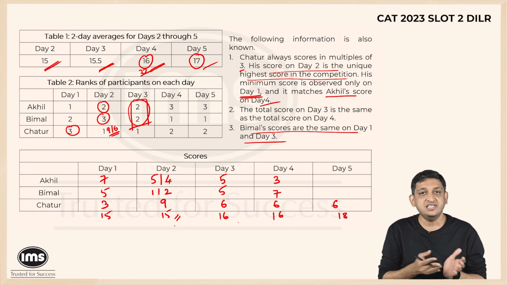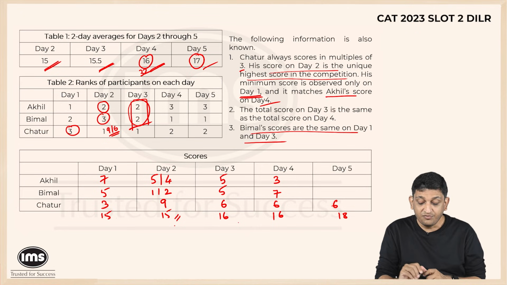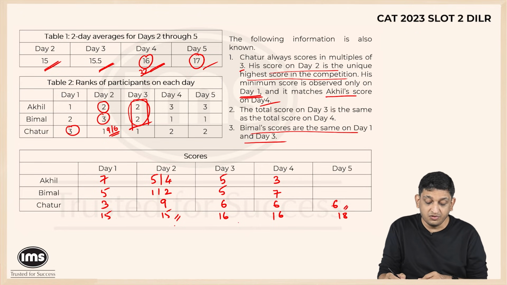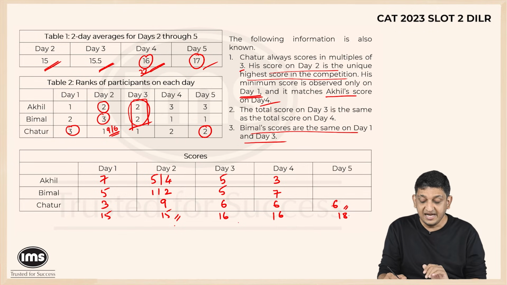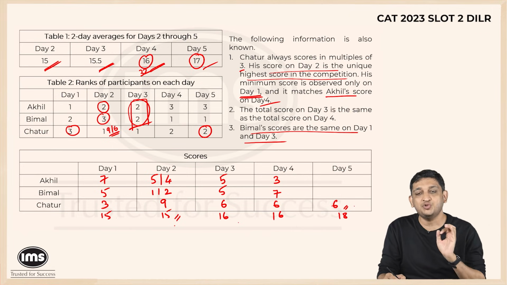Any other combination is not possible. Similarly, for day 5, 6 has already been accounted for, and we know that Chatur is ranked 2. So someone would have scored more than 6, someone would have scored less than 6, and the total of those two numbers has to be 12.